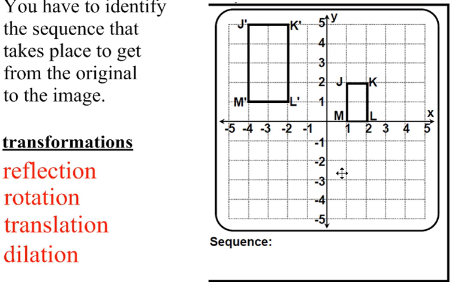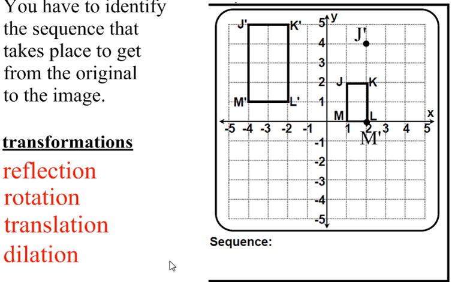So we'll try a dilation of 2. J is 1, 2. So J prime would be 1 times 2, which is 2, and 2 times 2, which is 4. So J prime would be up there. Point M is 1, 0. So 2 times 1 is 2, and 0 times 1 is 0. So that's where your M prime would be.